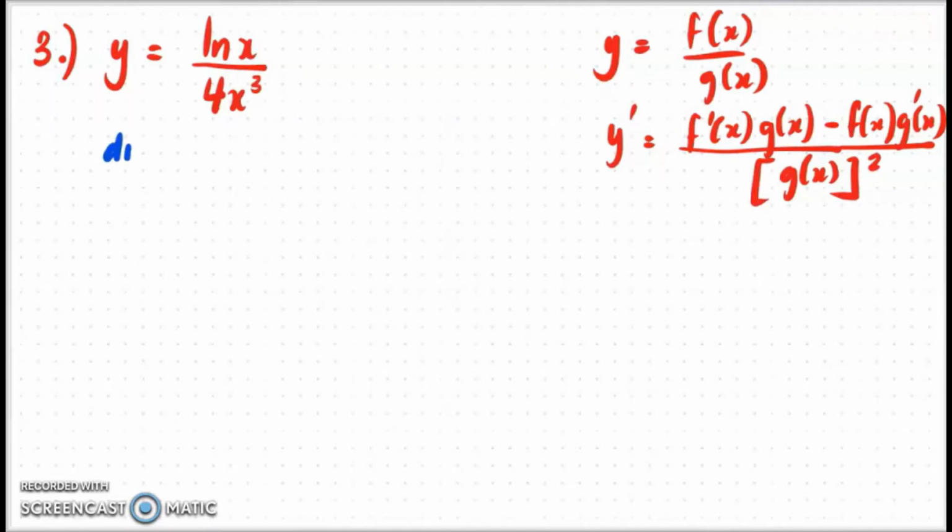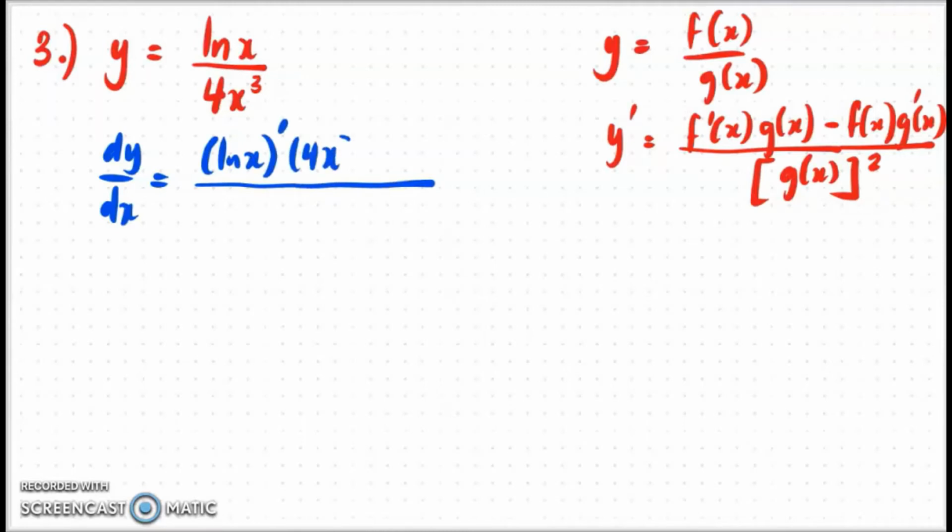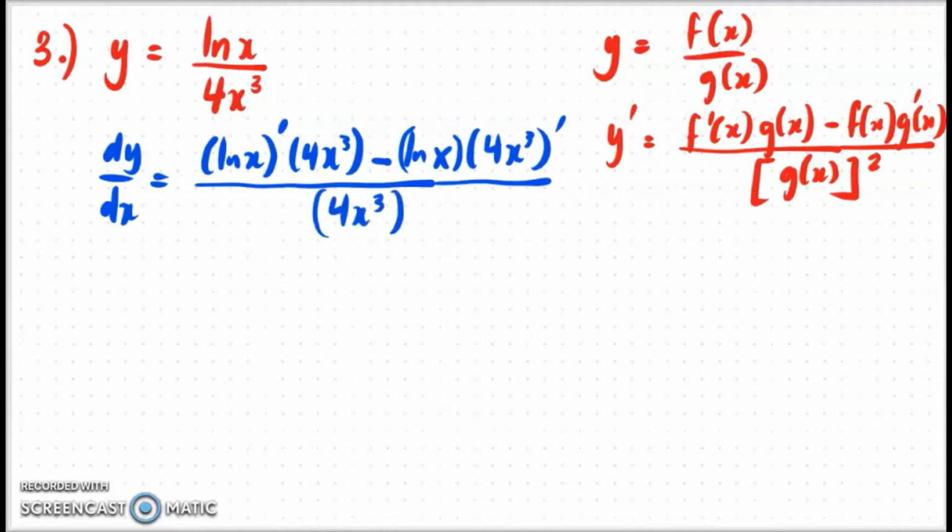So here we have the derivative of y with respect to x is equal to, we'll get the derivative of ln x. Let's do this step by step. Multiplied by g of x here, which is 4x cubed, minus ln x multiplied by the derivative of our 4x cubed all over 4x cubed squared.